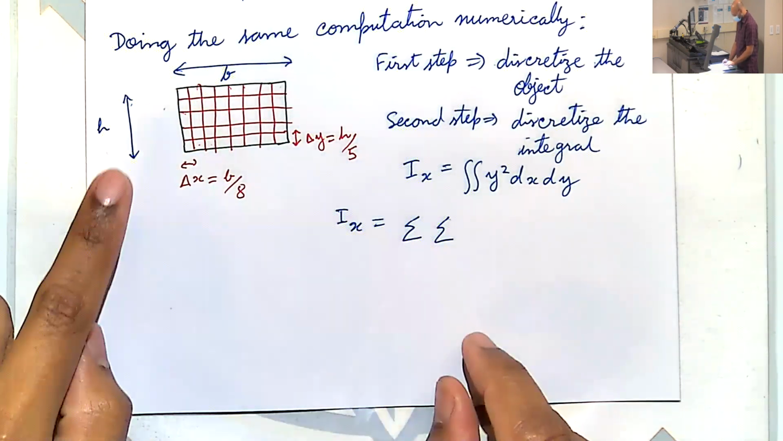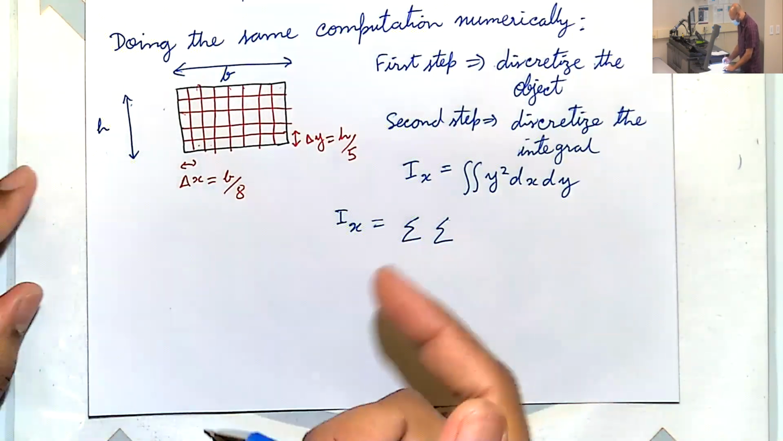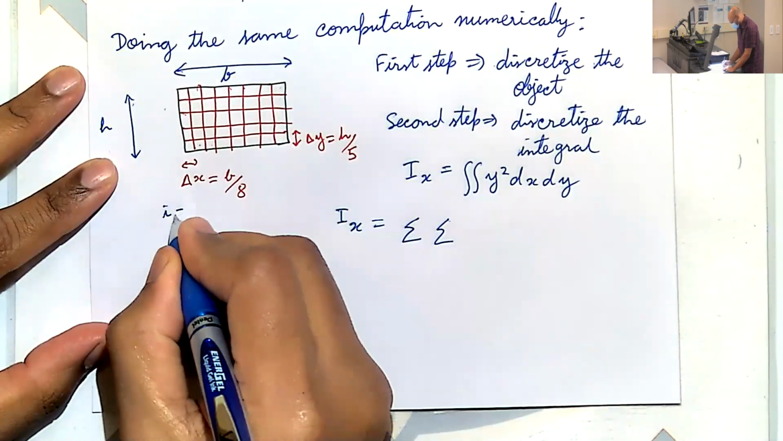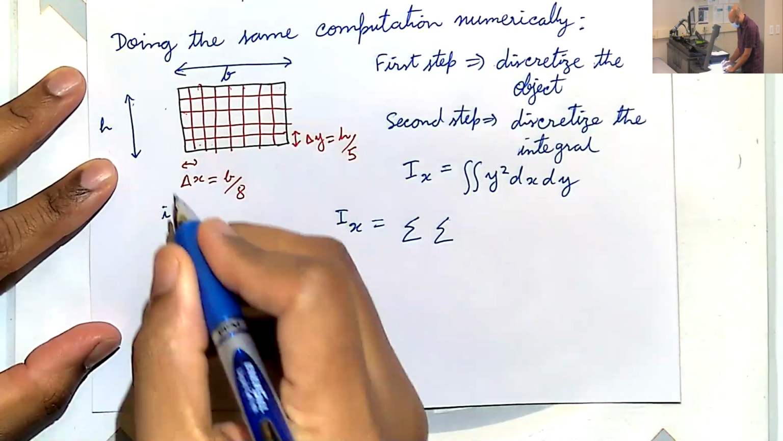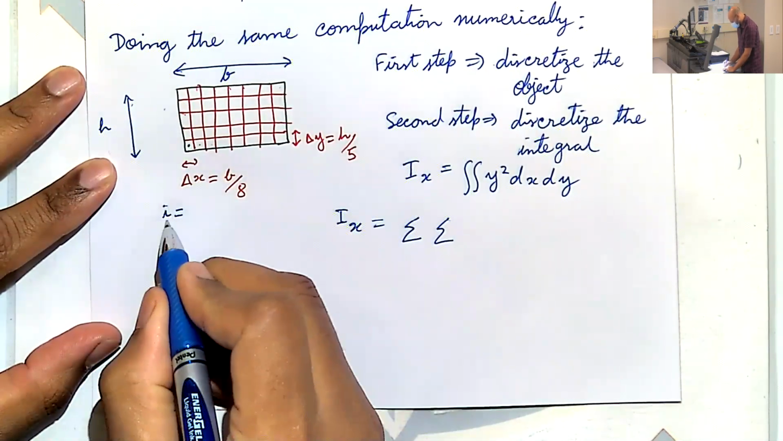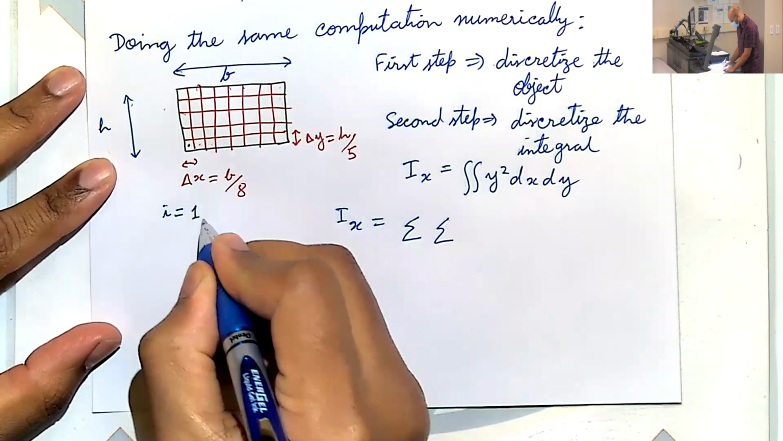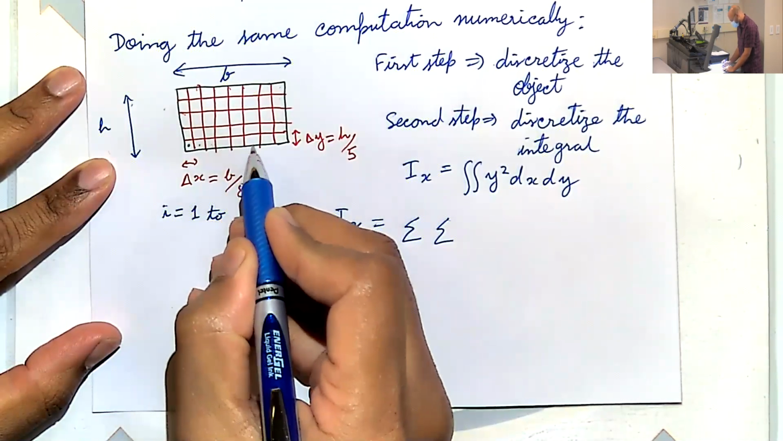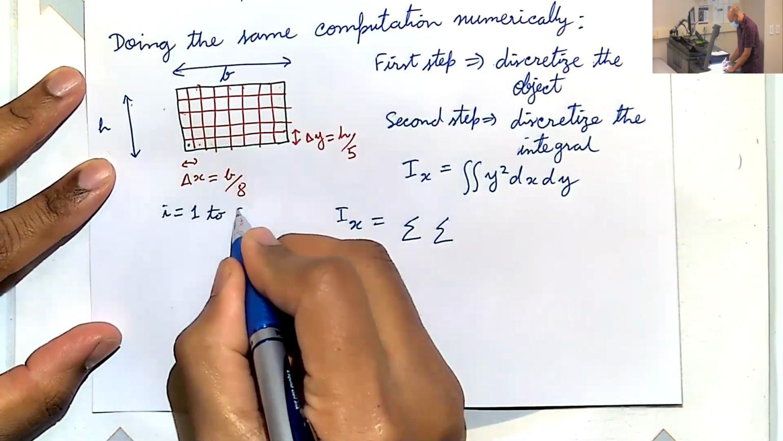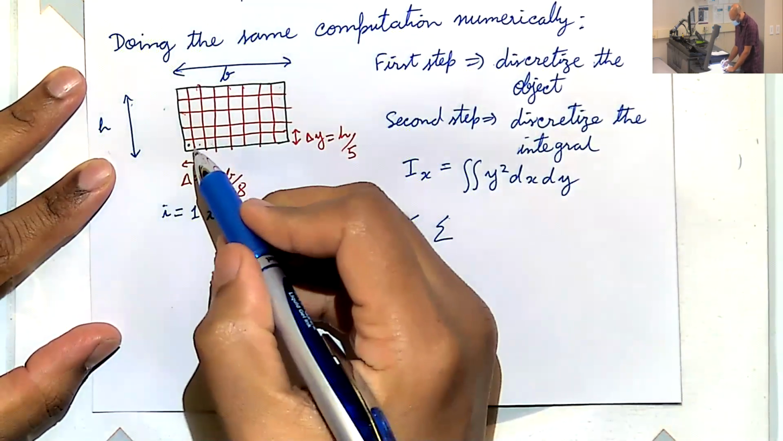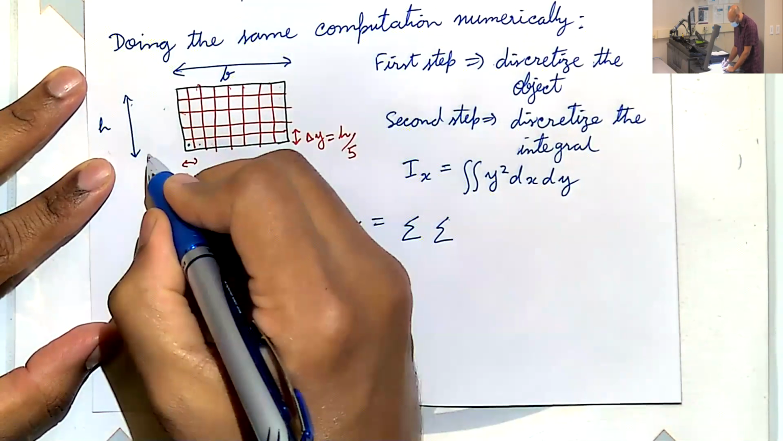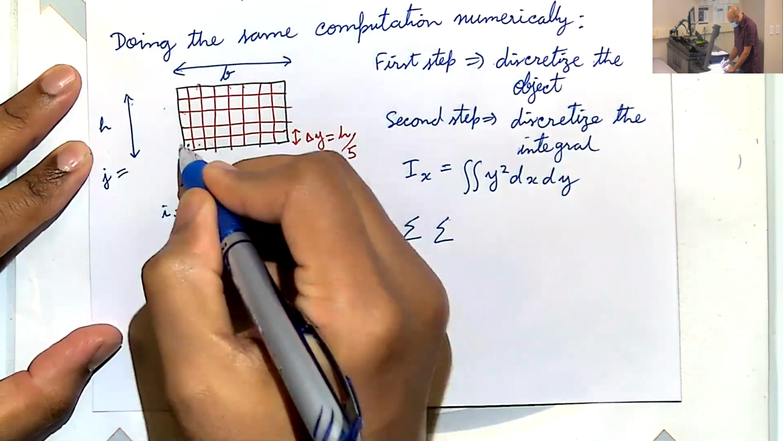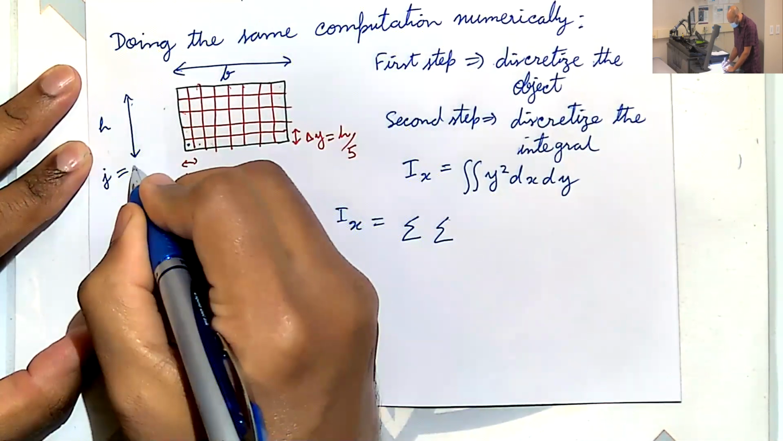So when you write these sums in the x direction, we usually write i goes from box number 1 in the x direction, i equal 1 to, let's say, box number 1, 2, 3, 4, 5, 6, 7, 8. So i goes from 1 to 8. Same thing in the j direction. j goes from 1, 2, 3, 4, 5, 1 to 5.